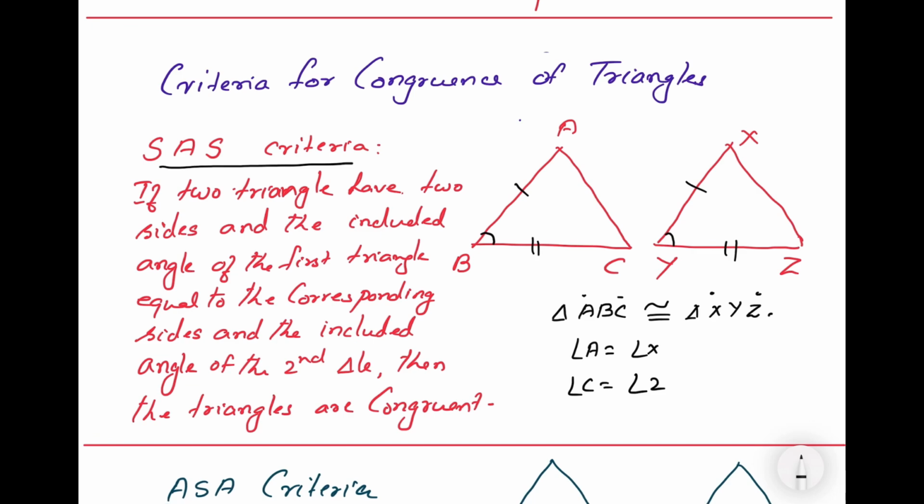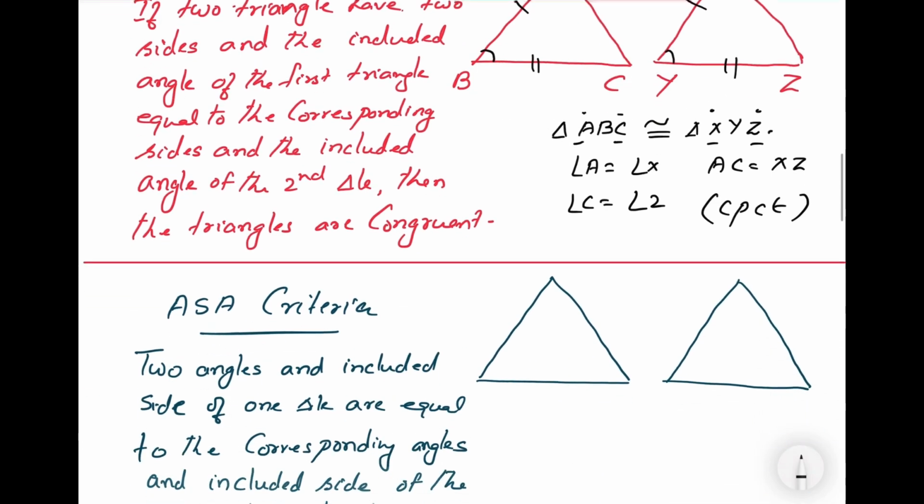And similarly, AB and XY, AB equal to XY, BC equal to YZ, we know. We can write AC is equal to XZ. This one, AC is equal to XZ. So this is what we say as corresponding parts of congruent triangles. So this is how you should use the SAS criteria.